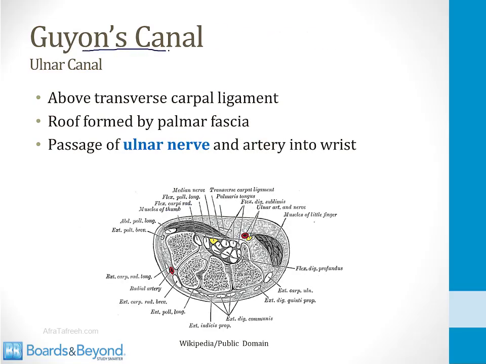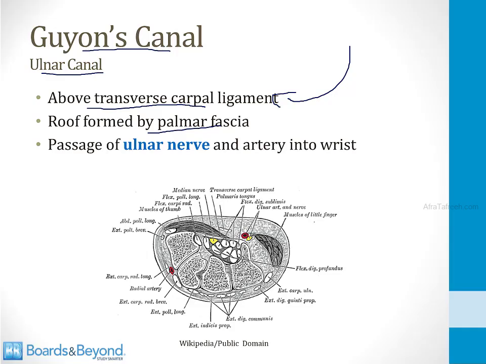Now let's talk about Guyon's canal, which is also called the ulnar canal. This is the ulnar nerve equivalent to the carpal tunnel for the median nerve. Guyon's canal is how the ulnar nerve gets into the hand, and it can become compressed and lead to ulnar nerve dysfunction. Guyon's canal is found above the transverse carpal ligament, and the roof is formed by the palmar fascia. And the fact that it's above this ligament is very high yield for you to know. This is an important distinction between Guyon's canal and the carpal tunnel.